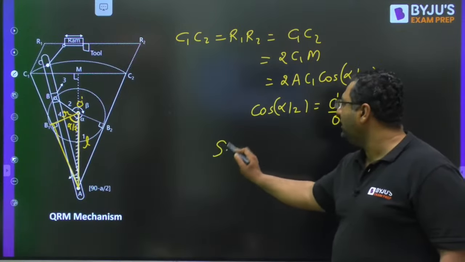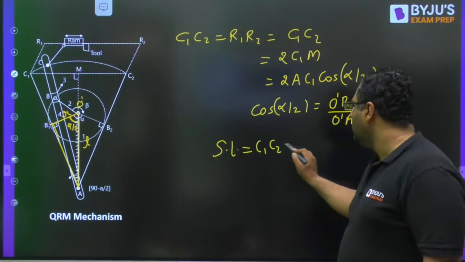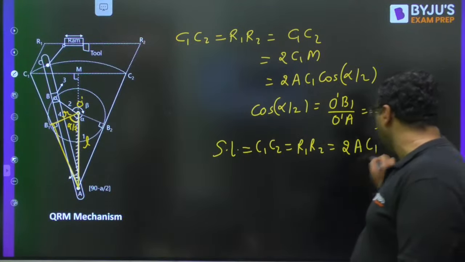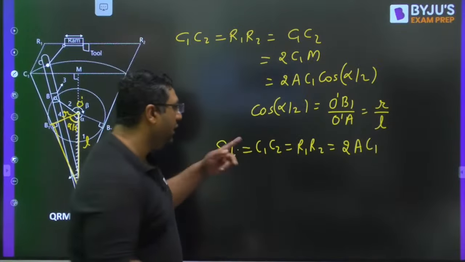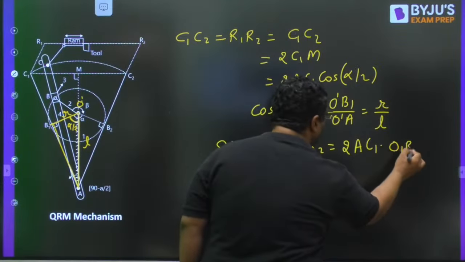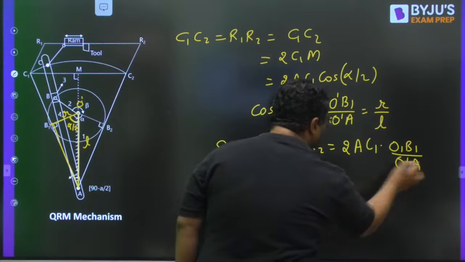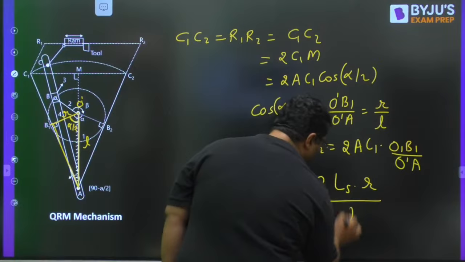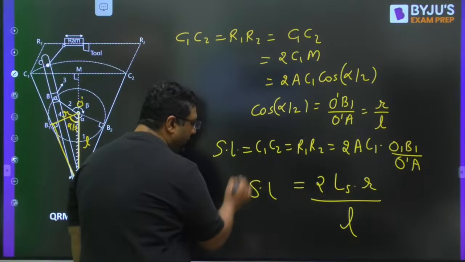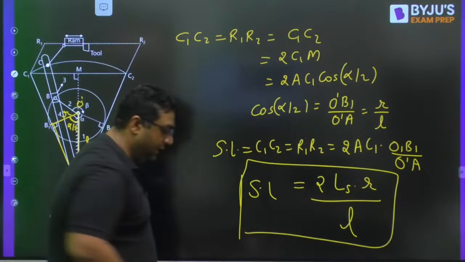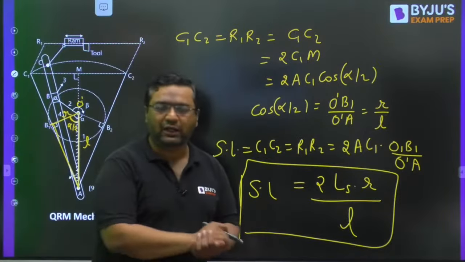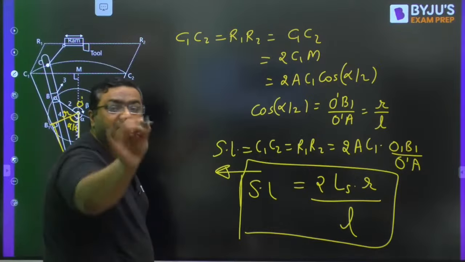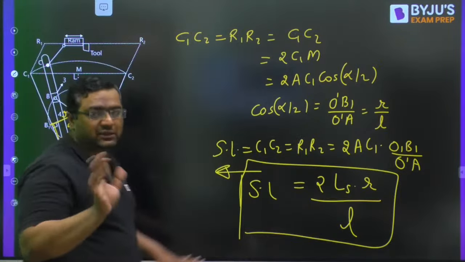So the stroke length value, which is C1C2, will come out to be 2 times AC1 times cos alpha by 2, and cos alpha by 2 is O dash B1 by O dash A. Putting the value, you will get 2 into LS into R by L. This is the formula derived for the stroke length. If you are preparing only for GATE and ESE objective, GATE being objective only, then this derivation is not required, results are enough. So you can say till now there is no question on this.